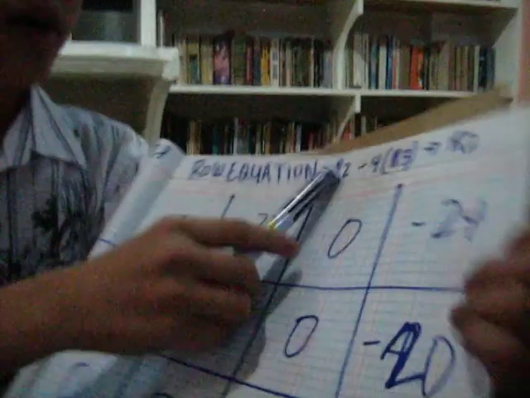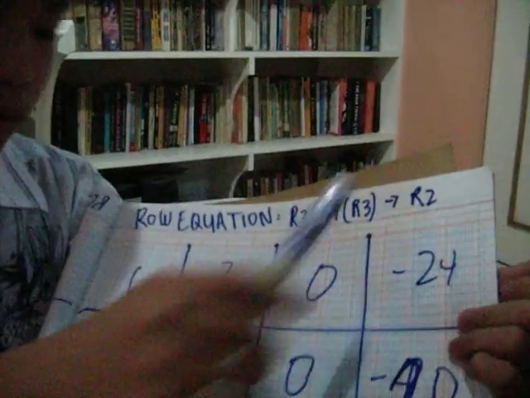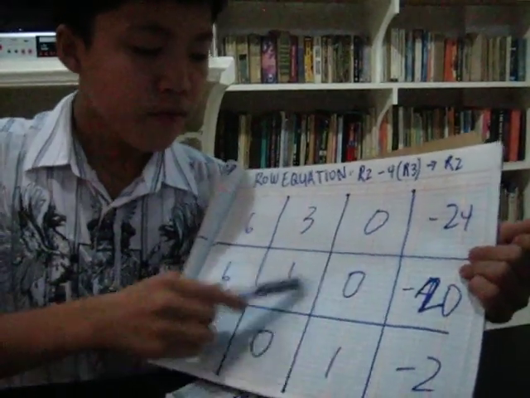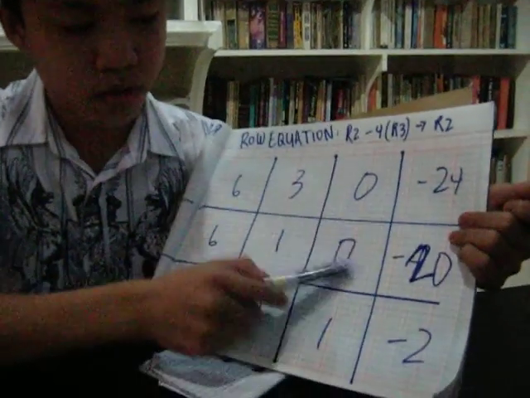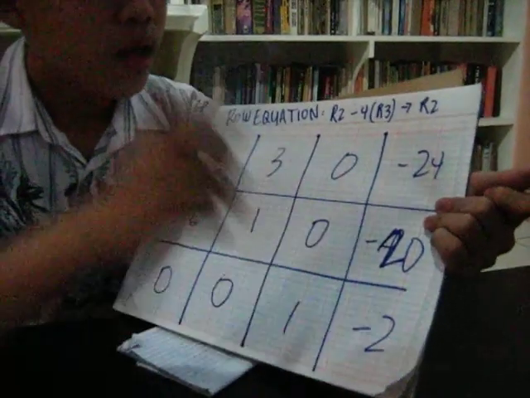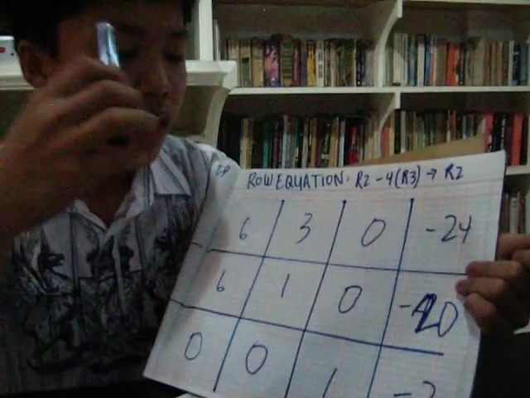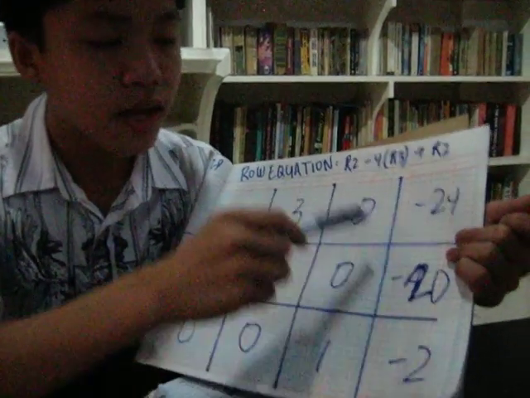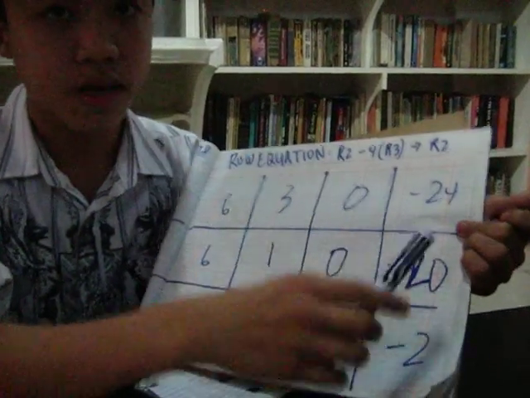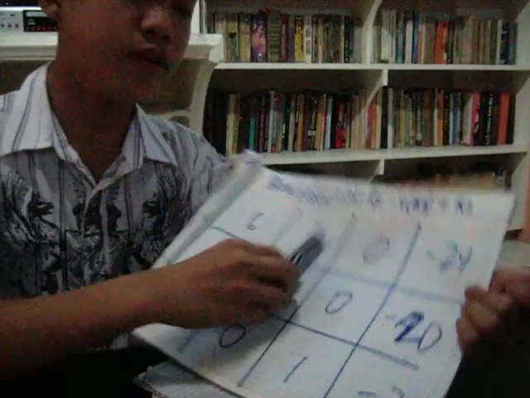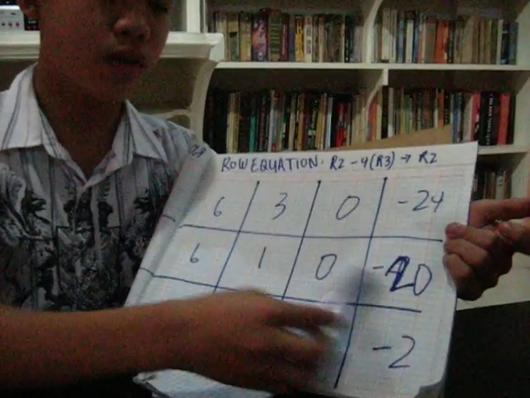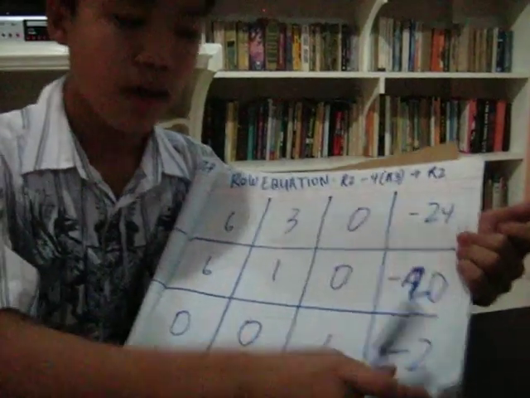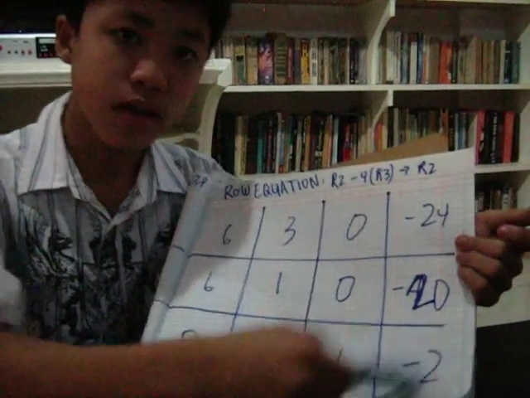The third row equation is R2 minus 4R3 is equal to R2. The original R2 was 6, 1, 4. So, 4 minus 4 equals 0. And negative 2 times negative 4 is 8, plus negative 28, which was the past number here, it becomes negative 20. So all in all, we have 6, 3, 0, negative 24, 6, 1, 0, negative 20, 0, 0, 1, negative 2. In this, we can already know that z is equal to negative 2.